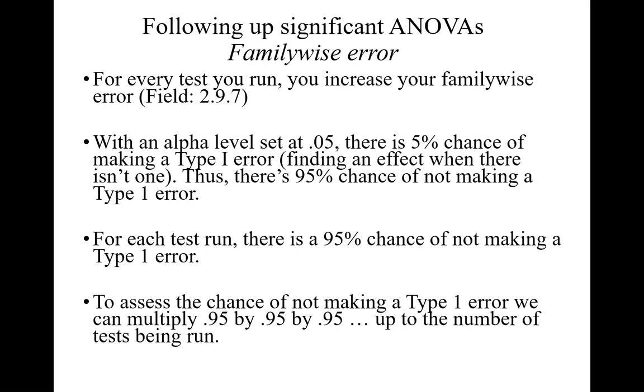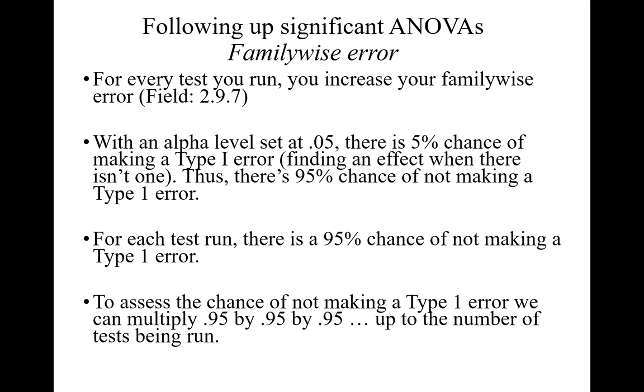So with an alpha level set at 0.05, remember the alpha level is the level that we require our p-value to be below to be significant. With an alpha of 0.05, there's a 5% chance of making a type 1 error. So there's a 5% chance that we're going to find an effect that actually doesn't exist in the population. Thus, there's a 95% chance of not making a type 1 error.